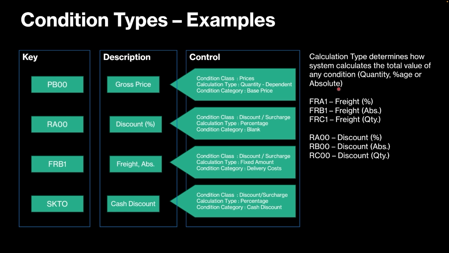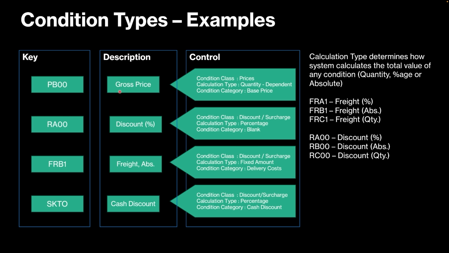Okay, so in this way you can see these are the three control functions which basically define a particular condition type. Apart from these three control functions, you have other configurations also which basically decide the behavior of a condition type, but the major control functions are the condition class, the calculation type, and the condition category. And you can see these are some of the standard condition types which are available in the system. That is, FRA1 is for freight on percentage basis, FRB1 is for freight on absolute basis, and FRC1 is for freight on quantity basis. Similarly, for discount, you have all these three condition types.